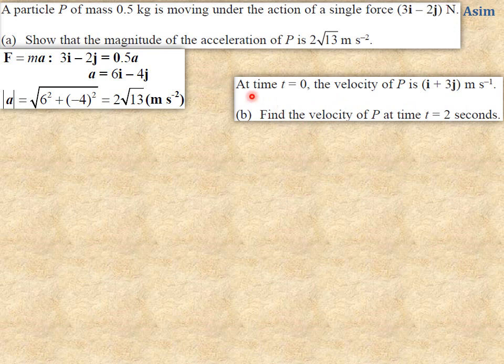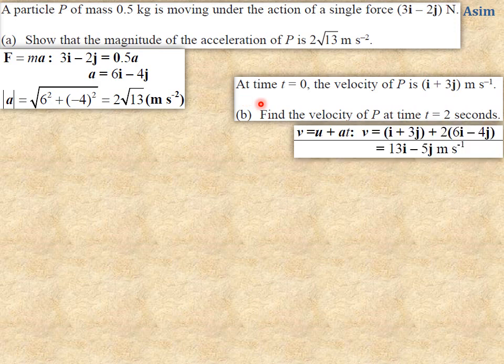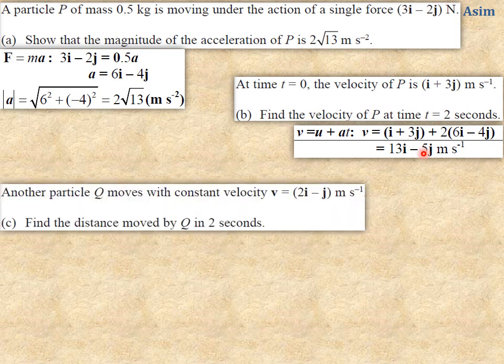Part B, the question says at time equals to 0, initially the velocity is given. Find the velocity of P at time t equals to 2. Obviously, we're talking about initial velocity, final velocity and time. And we studied this formula in kinematics, v equal to u plus at. You know the initial velocity, you know the acceleration from here. You know the time. You substitute, you get the answer for velocity.